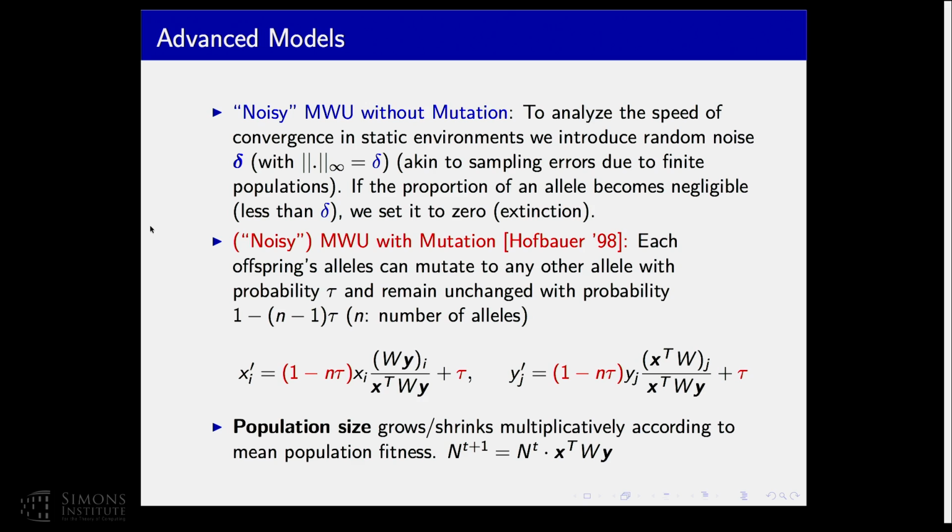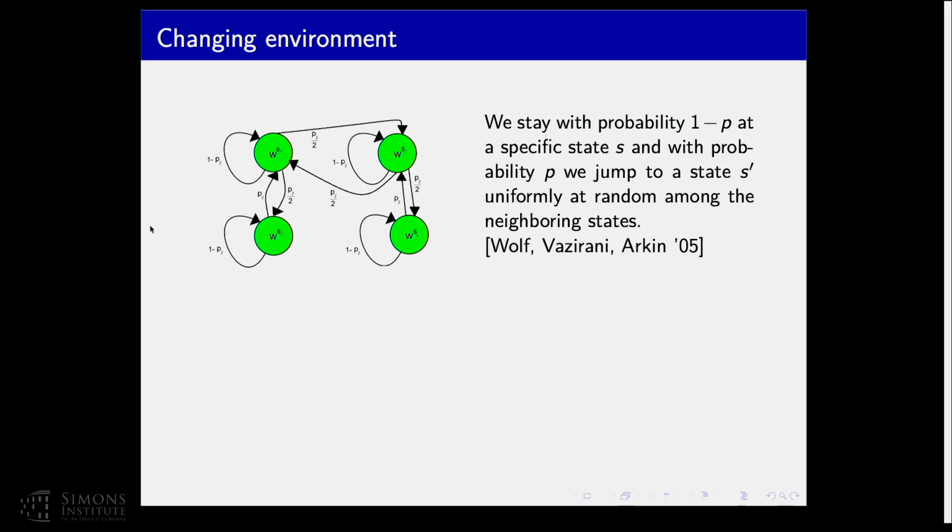multiplicatively according to the mean population fitness. Okay, so you have some initial population, let's say 100. If the mean fitness is 1.1, this will increase exponentially or decrease exponentially, right? All right. So we've described the dynamics. Now, how about modeling the changing environment?